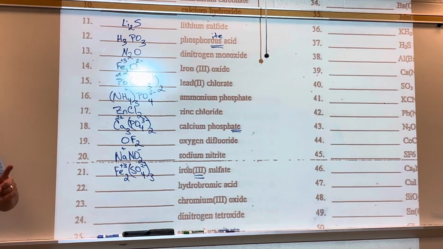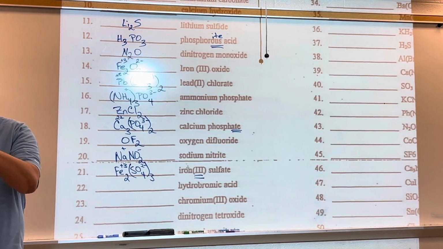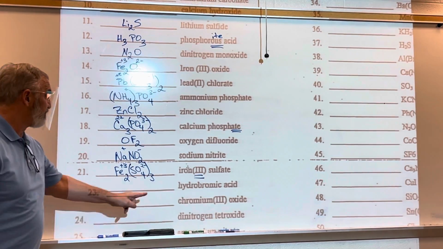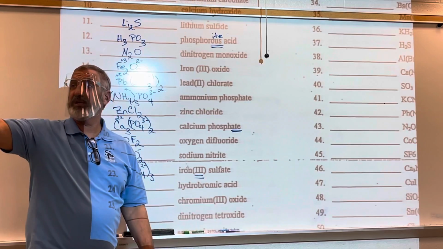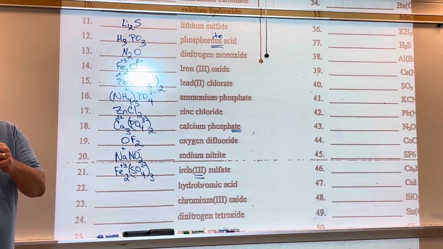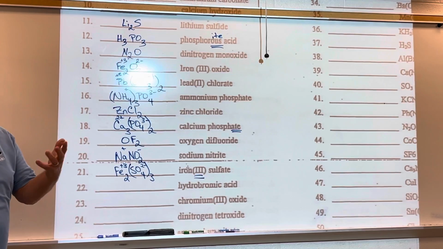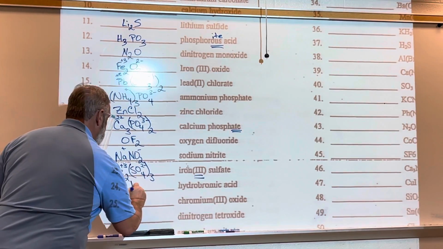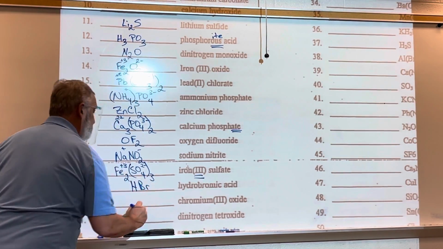Hydrobromic acid. Whenever you see hydro with an acid, the anion is going to end in -ide. So bromide is just going to be Br -1. And so with an acid, the positive thing is always hydrogen, which is +1. So it's just going to be HBr.